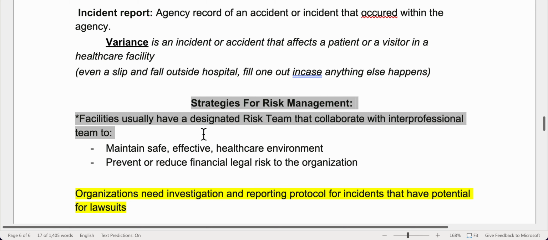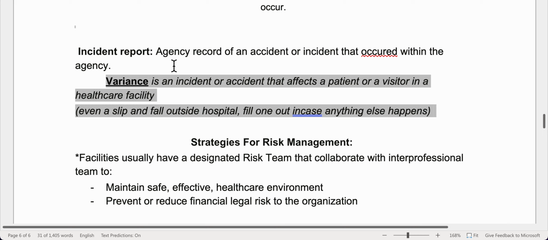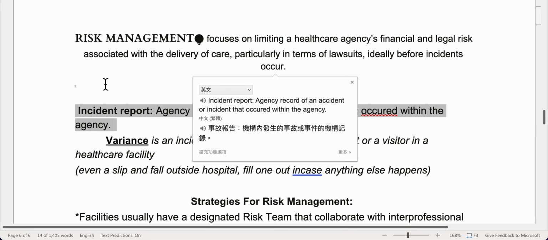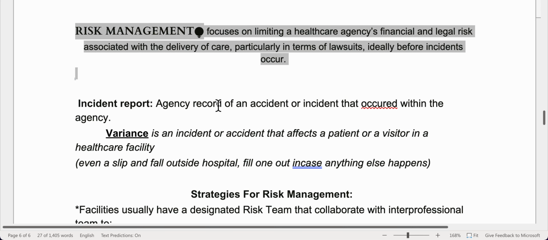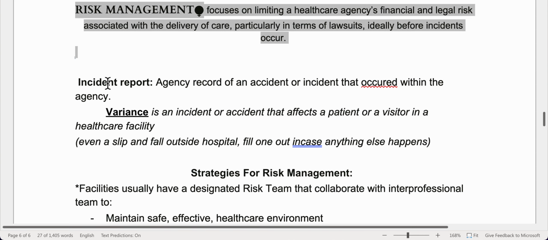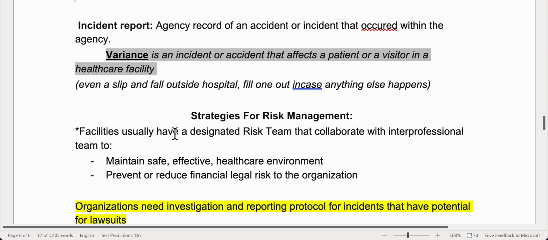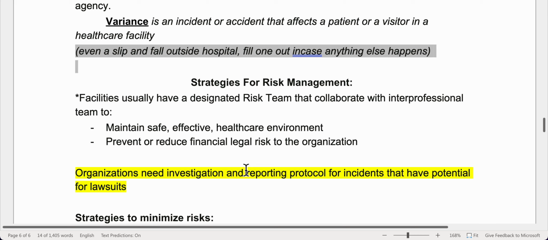Strategies for risk management. Facilities usually have a designated risk team that collaborates with the interprofessional team. Incident report: an agency record of an accident or incident. Risk management focuses on limiting a healthcare agency's financial and legal risk associated with the delivery of care, particularly in terms of lawsuits, ideally before incidents occur. Incident report: an agency record of an accident or incident that occurred within the agency.